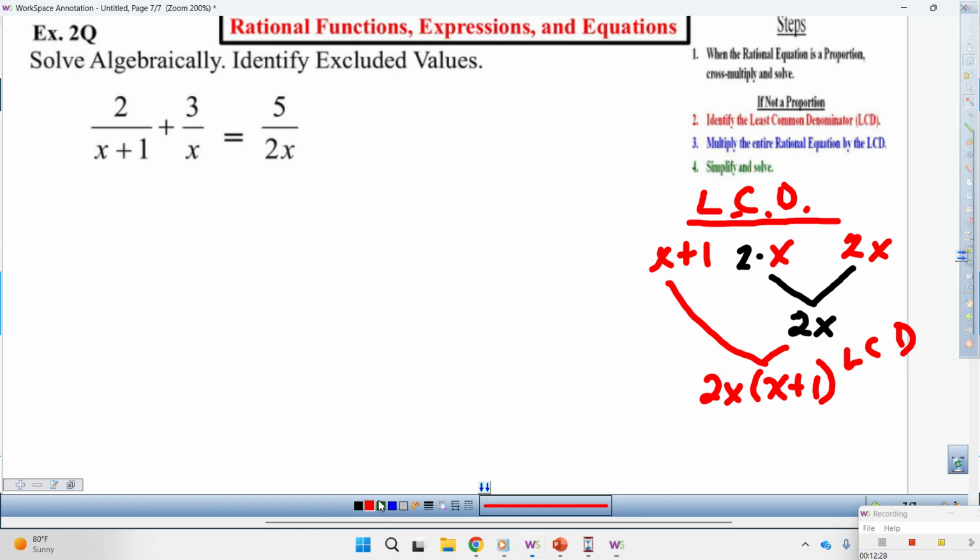So, once you have our L.C.D., the next step says, multiply the entire equation by the L.C.D. I'm going to switch to blue. My L.C.D. was 2x times x plus 1, and I'm going to write that over 1. All right? So here we go. What did I ask you to do when we got to that step? I said, rewrite your equation first, but extend the fraction bars.